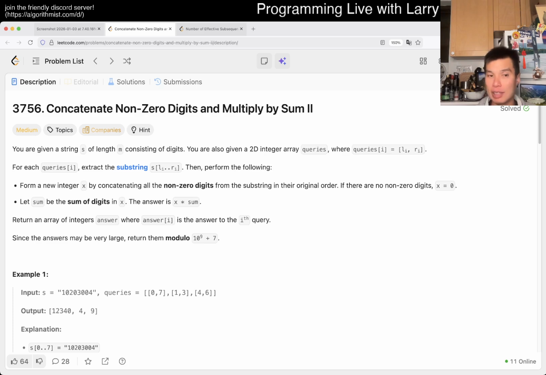Let me know what you think about this one. So this is obviously a more difficult version of Q1. There are two components that we have to think about. One is this number x, which is all this non-zero digit thing, and then the other is the sum, right?